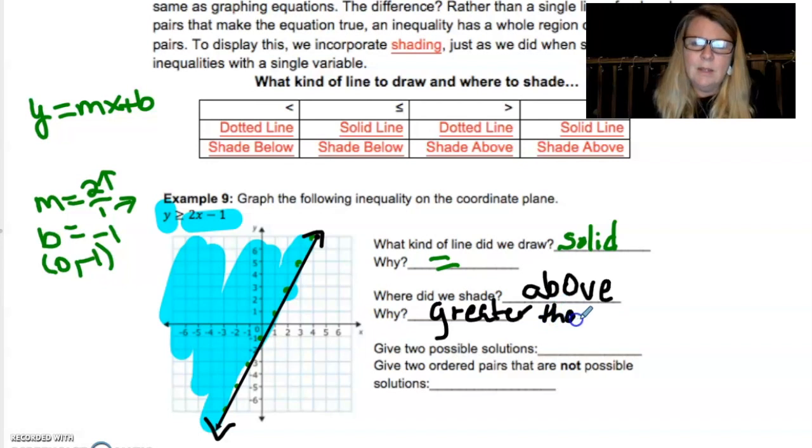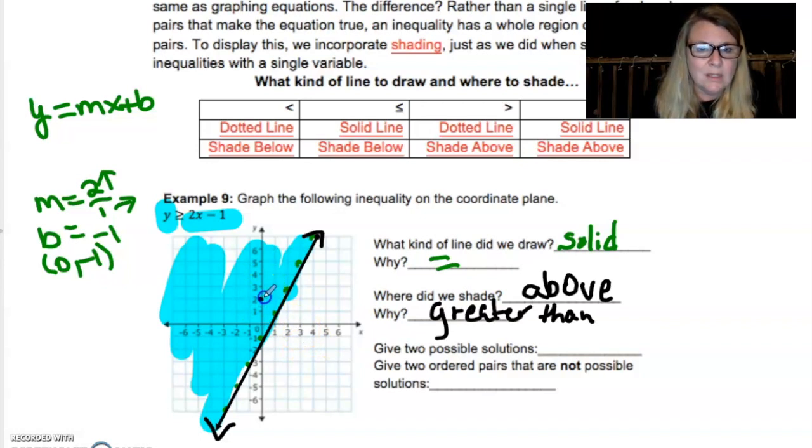Okay, now let's spend just a minute talking about 2 possible solutions and 2 solutions that are not possible. Now remember I said this general rule right here only works if it's slope-intercept form. If it had not been in slope-intercept form, to know where to shade we would actually have to pick a point.